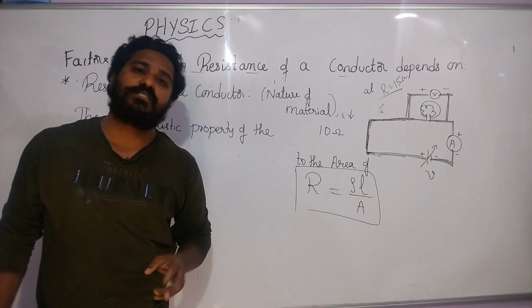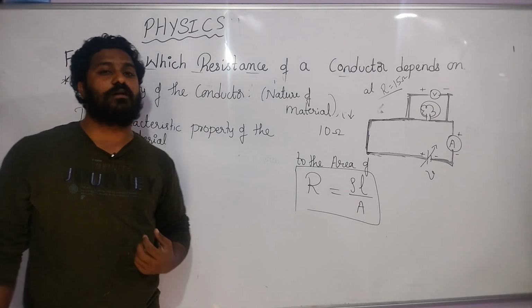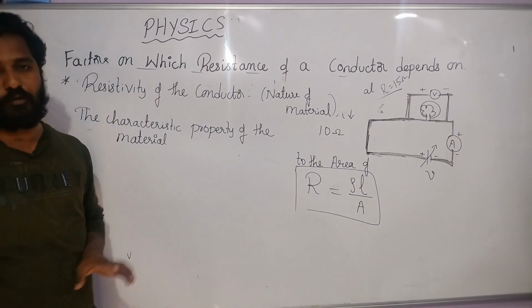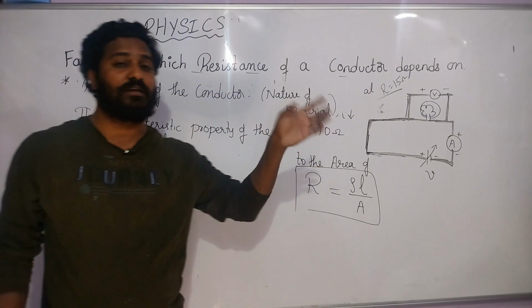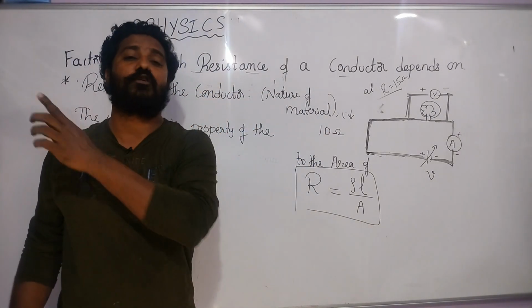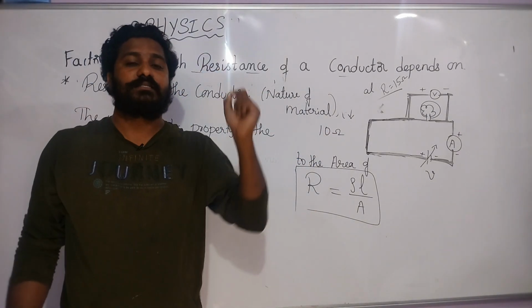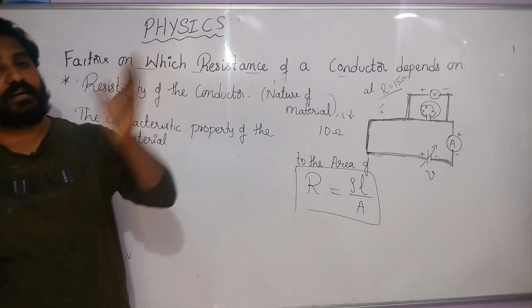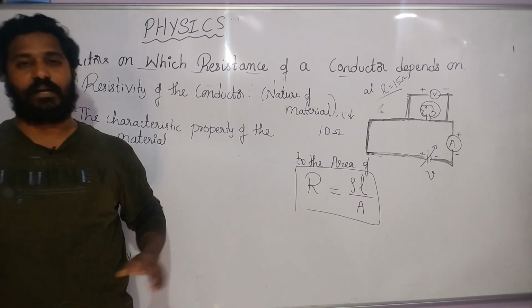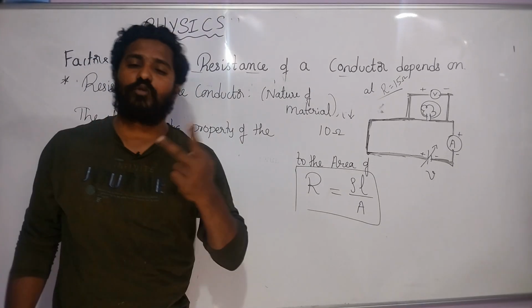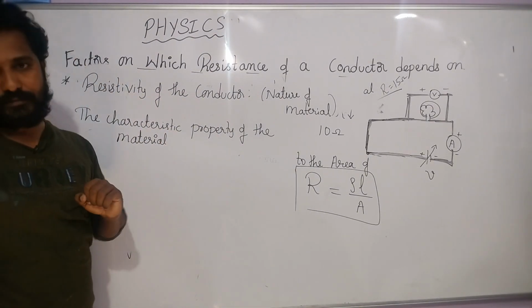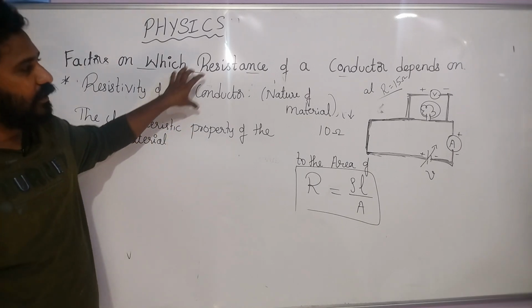And if they ask you for two marks how the resistance of the conductor depends, you have to write what I have written on the board. The resistance of the conductor is directly proportional to the length of the conductor, inversely proportional to the area of cross section of the conductor, and directly proportional to the resistivity of the conductor. We discussed two things, length and area. Now we have come to the resistivity of the conductor. What is resistivity of the conductor?